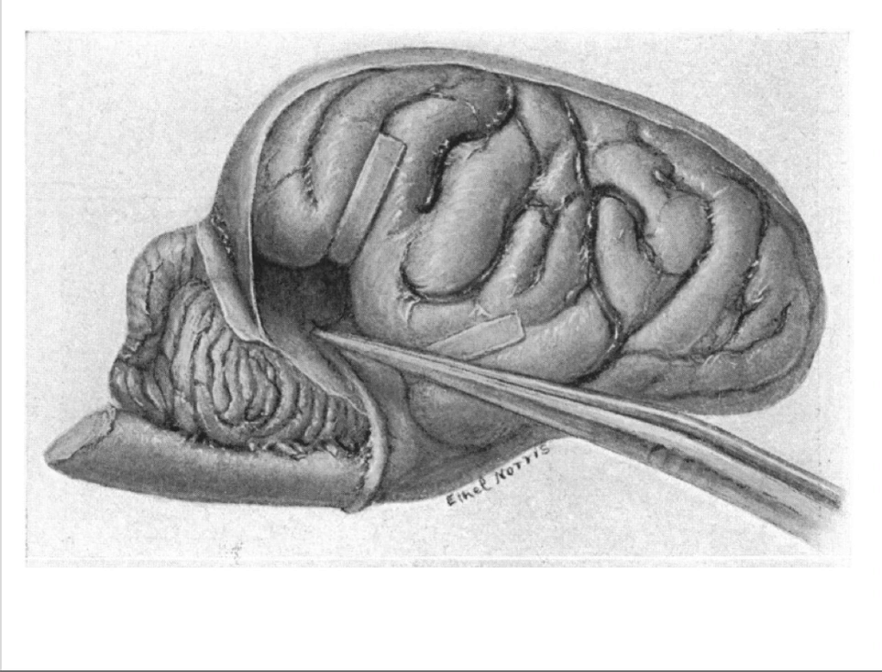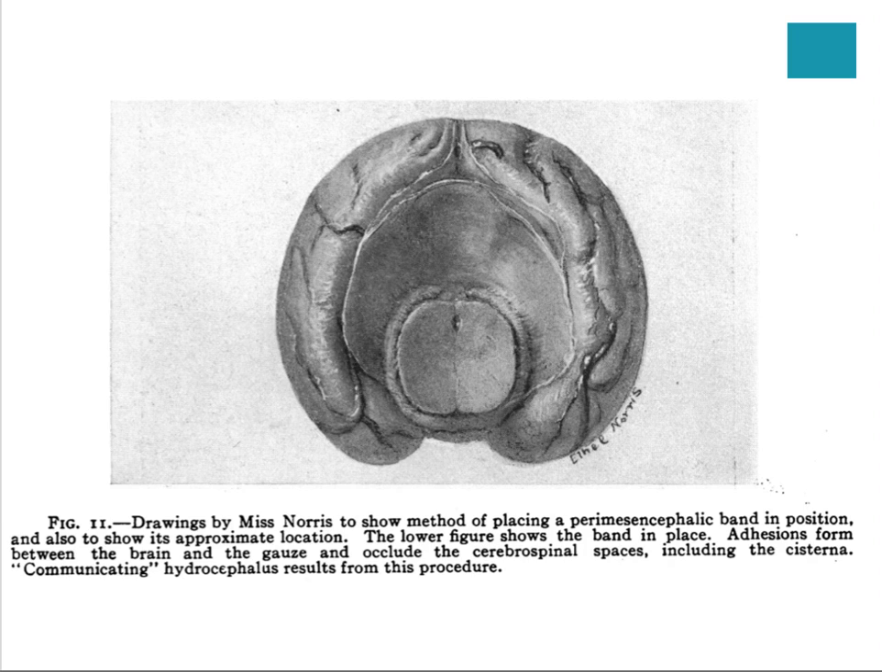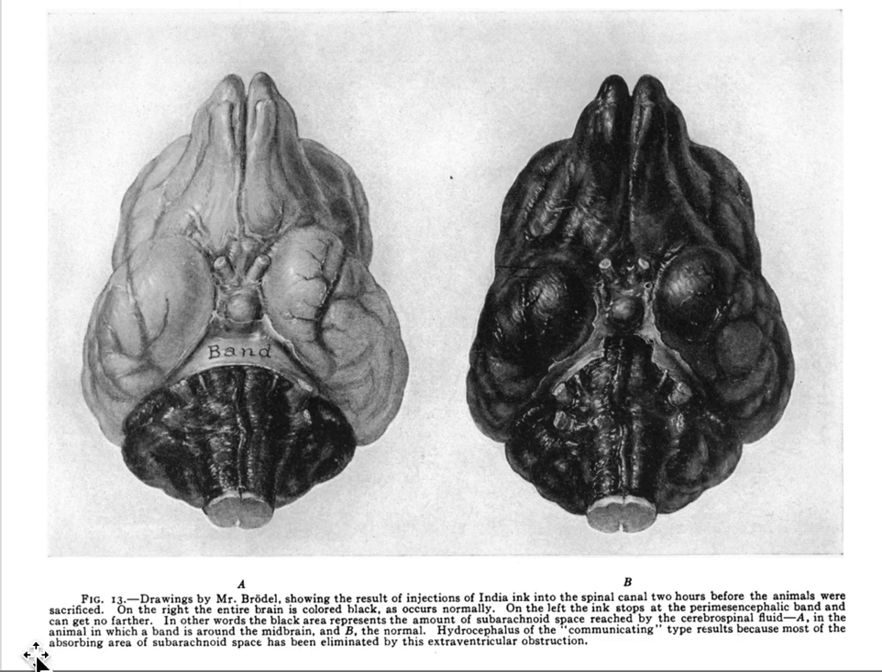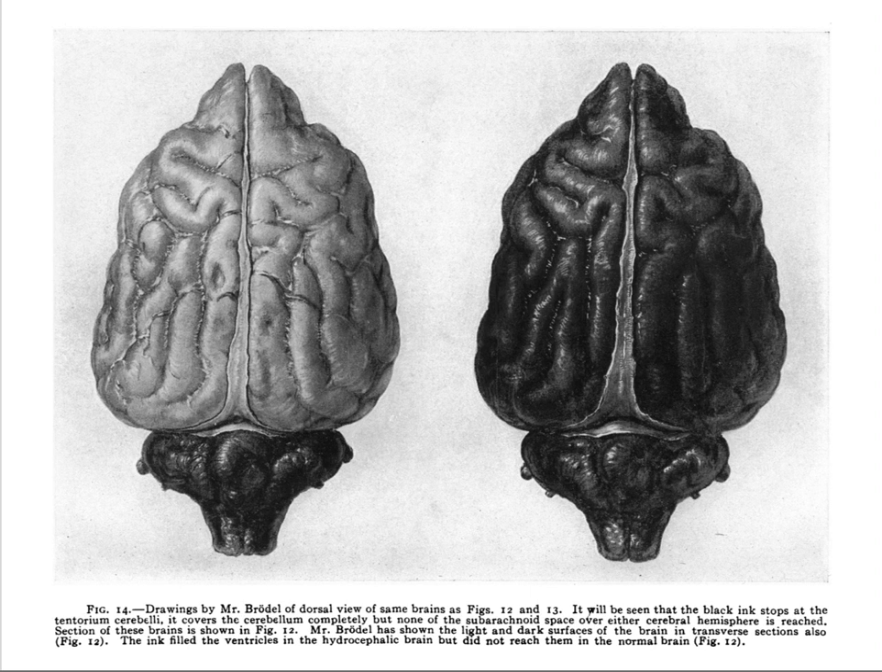Here's an illustration of how he did his basilar cistern blockage, trying to create a communicating hydrocephalus model similar to what we see in post-meningitis patients. And he did end up with some pretty substantial results in large ventriculomegaly. Also some more drawings from his paper, revealing that the India ink was able to spread unless he did his banding procedure, which created an obstructive hydrocephalus essentially at the basal cisterns, and a dorsal view of that.